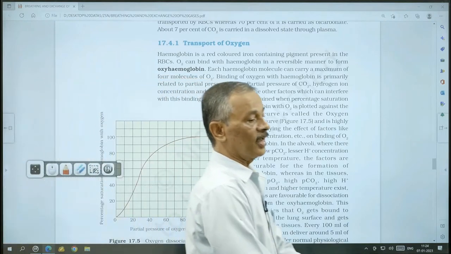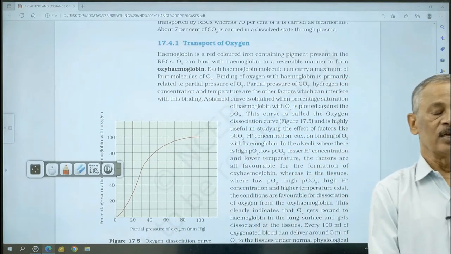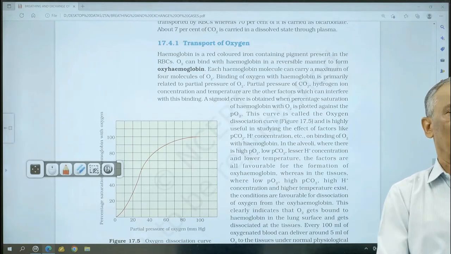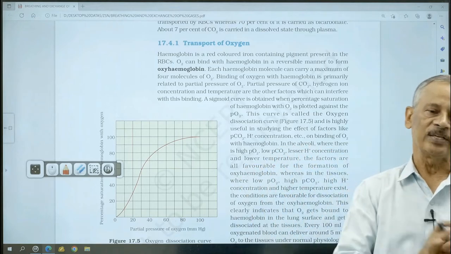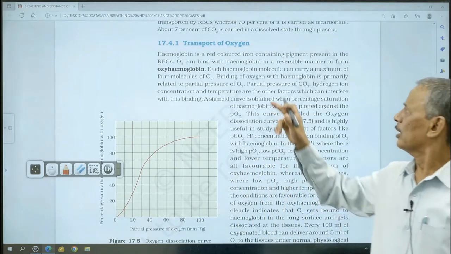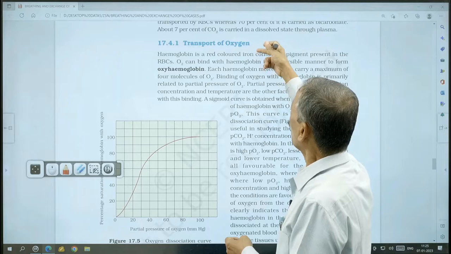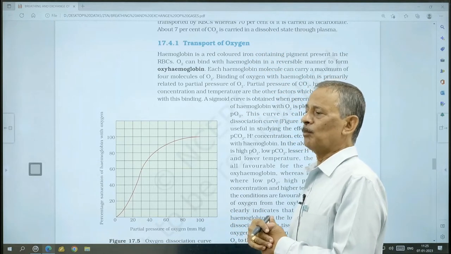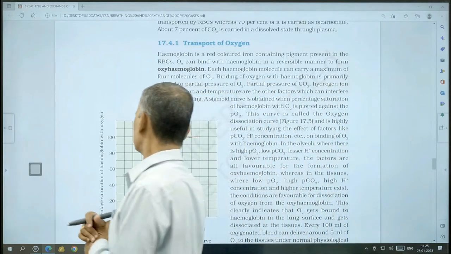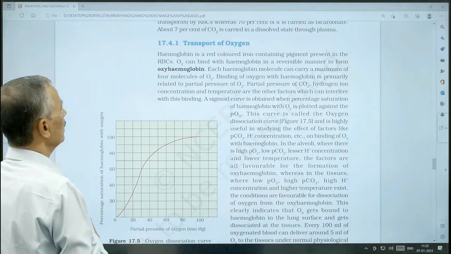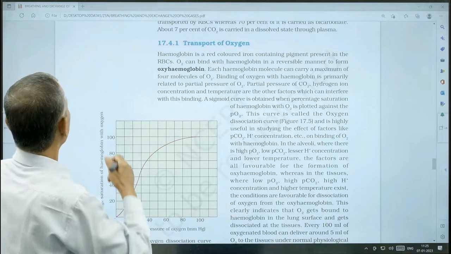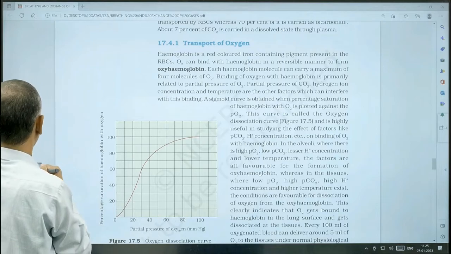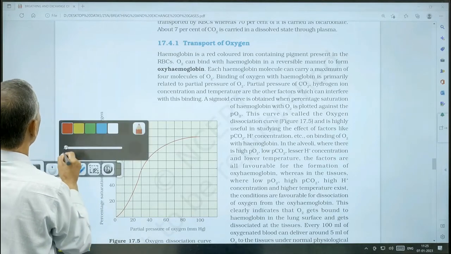We have studied that diffusion is the only mechanism by which gases are exchanged, and for diffusion no energy is needed. But now let us study how these gases are transported. Blood is the transporting medium which carries both oxygen and carbon dioxide. And first coming to the transportation of oxygen. Oxygen is transported in two different ways.